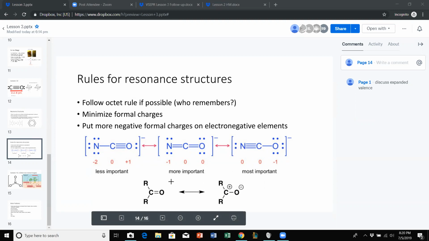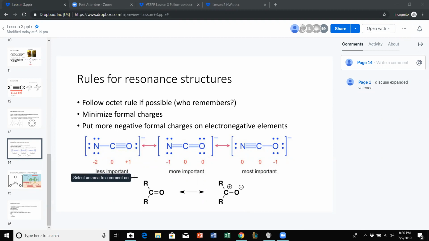Okay, so let's look at this example. This is what's called a ketone, where R just represents some group, it doesn't really matter. Can someone tell me what you think is the more important resonance structure, the one on the left or the one on the right?